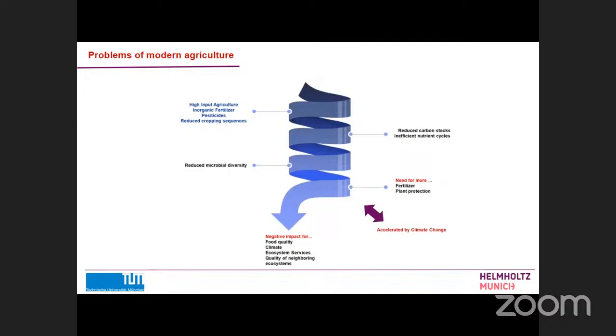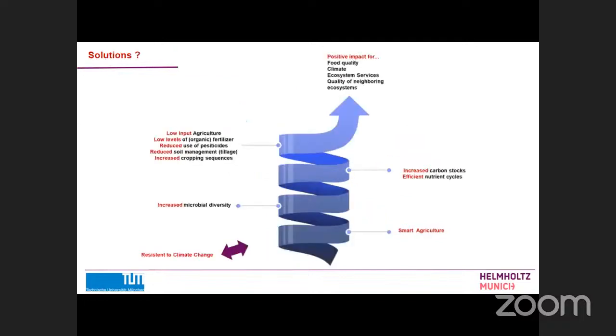And this also impacts, of course, at the end, food quality. It impacts our climate. It also impacts many other ecosystem services, and of course, also the quality of neighboring environments, either the groundwater or non-managed natural environments. And all of this is accelerated, of course, by climate change scenarios, mainly when you consider extreme events like drought.